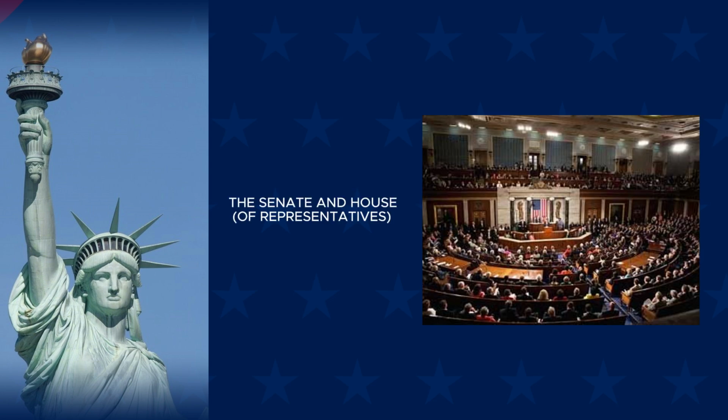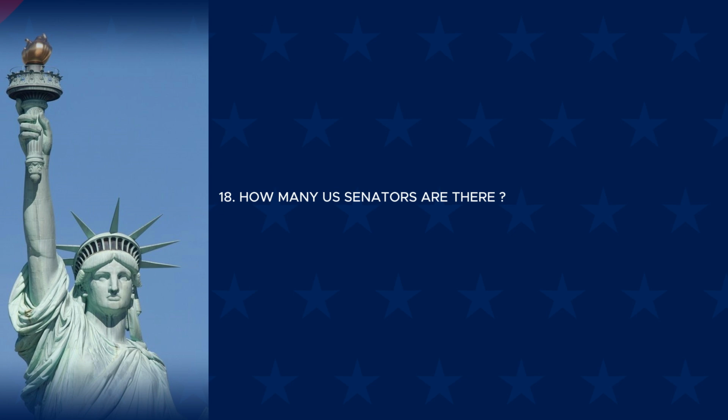Who is in charge of the executive branch? The President. Who makes federal laws? Congress. What are the 2 parts of the U.S. Congress? The Senate and House of Representatives. How many U.S. senators are there? 100.